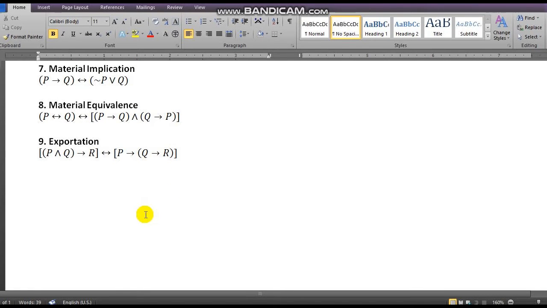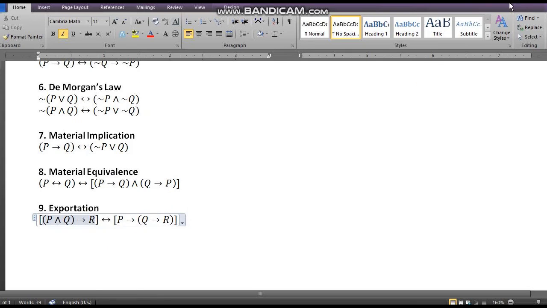And for our last rule, we have the exportation. So we can write P and Q implies R as P implies the statement, Q implies R. So we can write it this way. Or if we have P implies the statement, Q implies R, we can have P and Q implies R. Since if P happens and Q happens, R will happen, right? So we know that if P and Q both happen, R will happen. So it will become true. So that's the rules for equivalences.